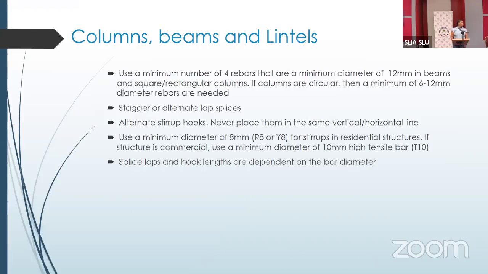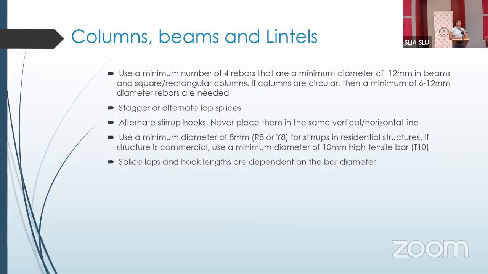For the columns, beams, and lintels. Your lintels are basically a small beam that we place over our openings. So for our columns and beams we use a minimum of 4 bars, 4 T12 bars, if your column is square or rectangular. If it is a round or circular column, we need a minimum of 6.